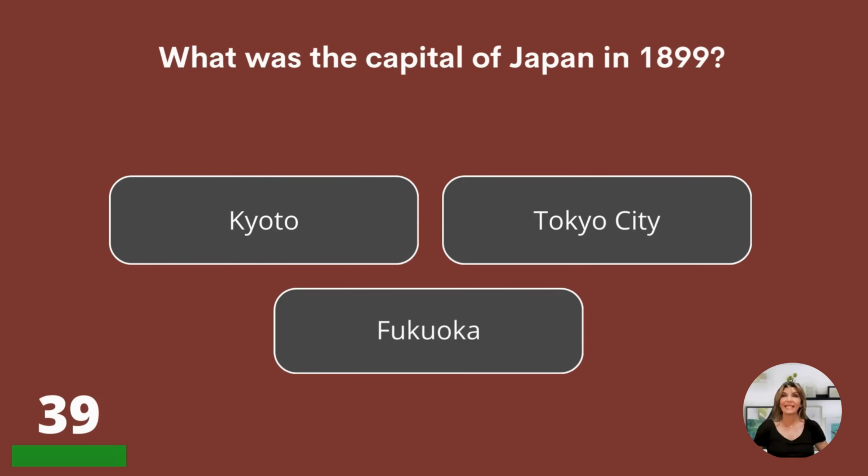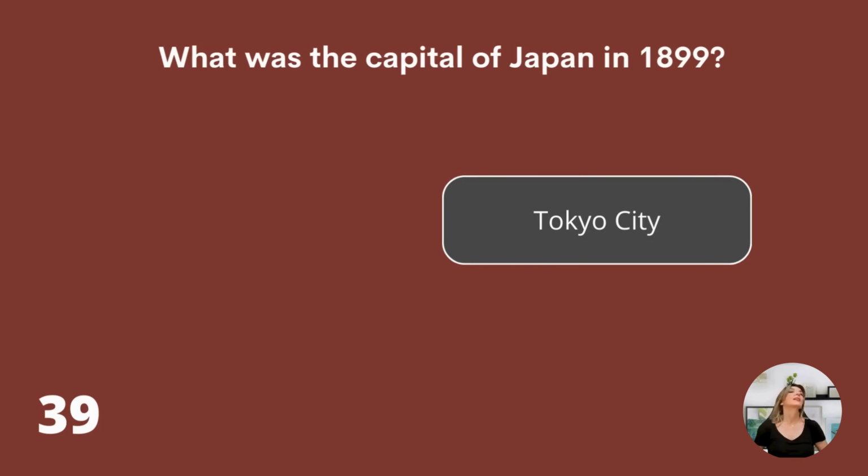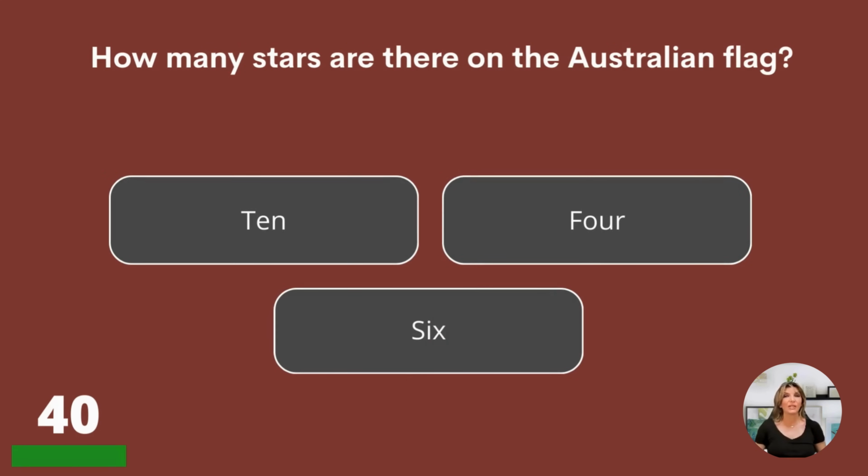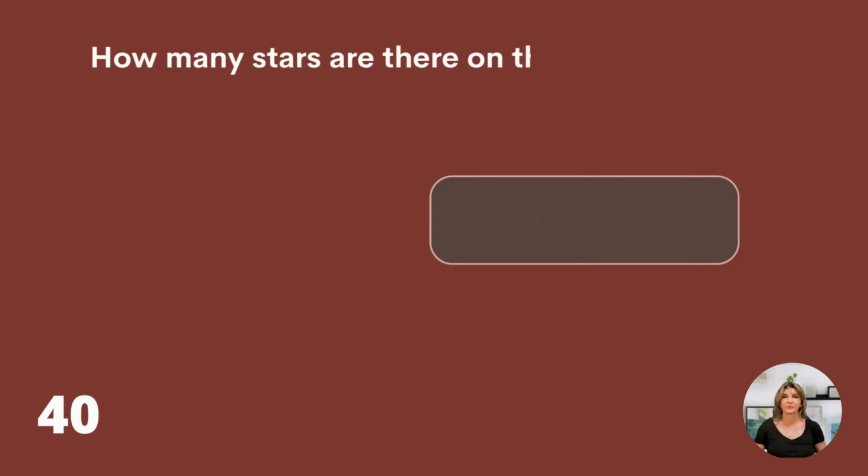What was the capital of Japan in 1899? Kyoto, Tokyo City, or Fukuoka? Tokyo City. How many stars are there on the Australian flag? 10, 4, or 6? Four.